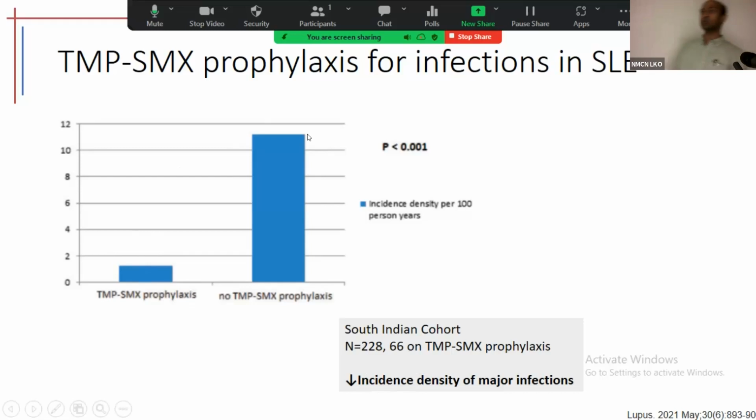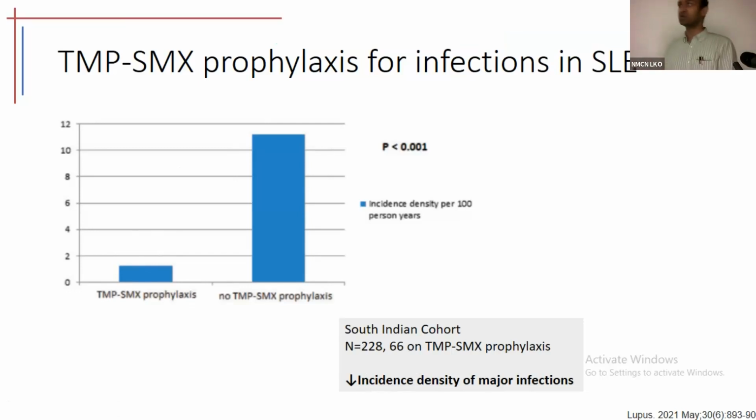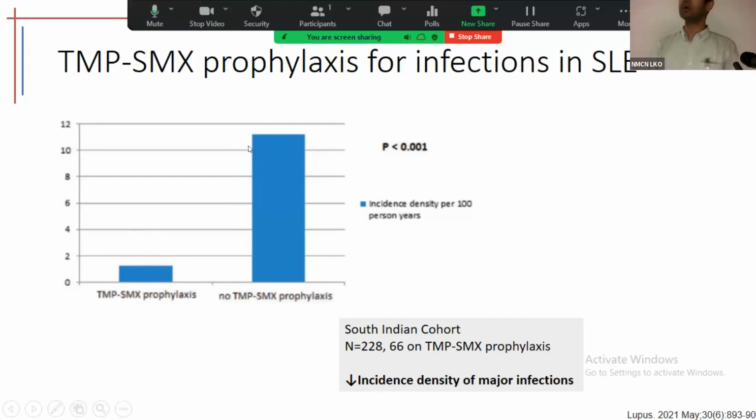And this was a patient population in which the steroid dose was more than 0.5 mg per kg. So that's not a very high dose. For Indian patients, that's practically 20 mg of prednisolone. So for anyone on more than 20 mg of prednisolone, you may be effectively reducing the rate of infections by around 10 per 100 patient-years.